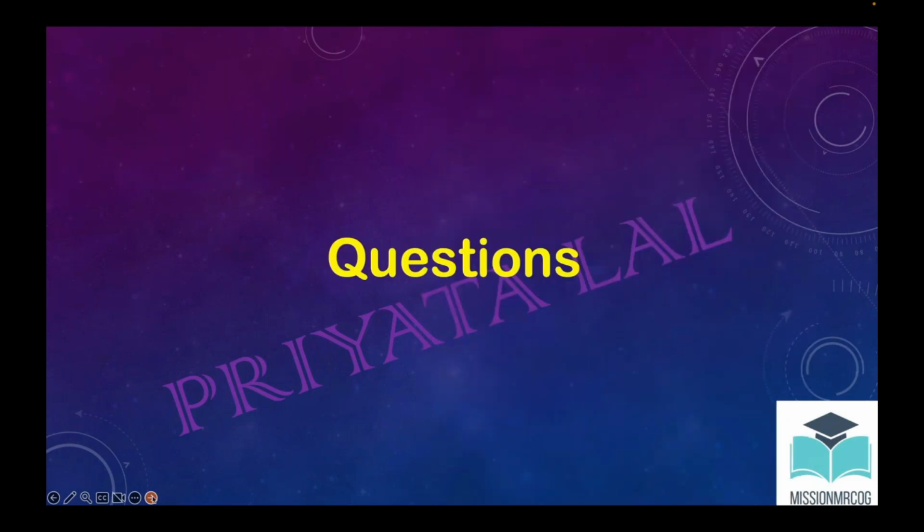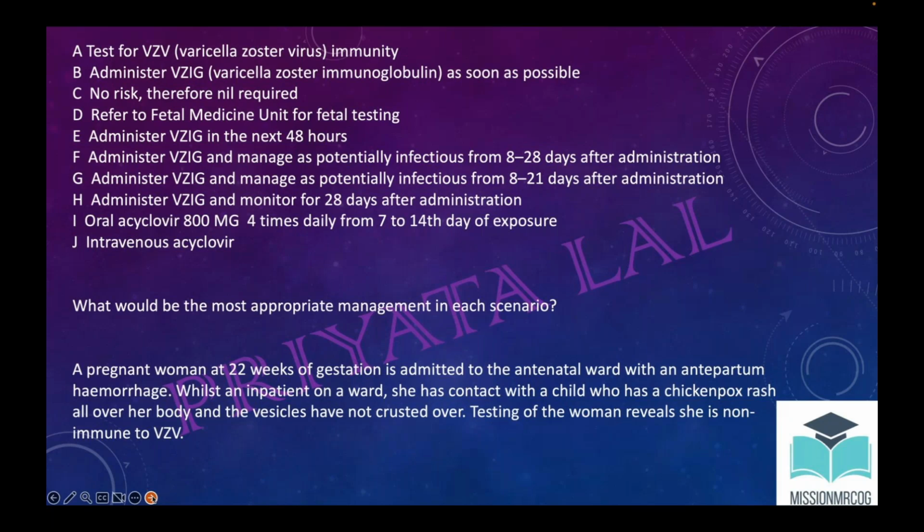Okay, only a few questions are left, maybe for the next 5 minutes. These are the options. What would be the most appropriate management? A woman at 22 weeks is admitted to the antenatal ward with antenatal hemorrhage. She had contact with a baby with a chickenpox rash. The test shows she's non-immune to varicella zoster. What will be the choice?